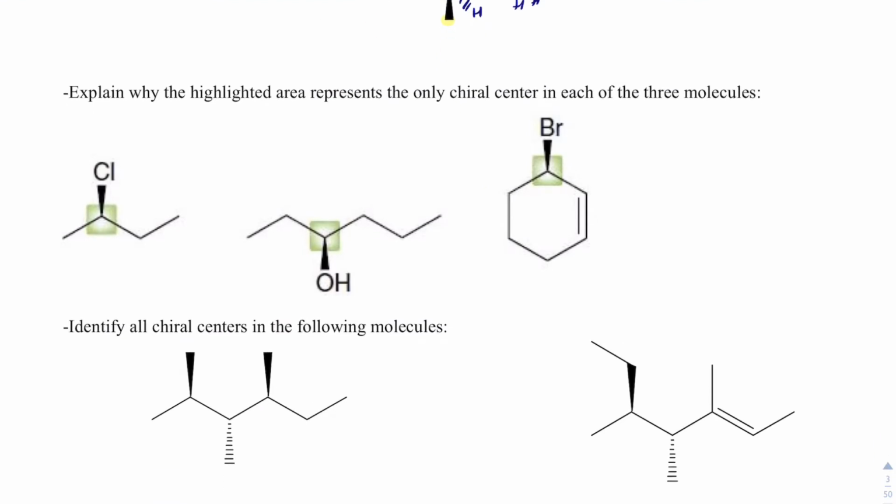Okay, so I'm not going to write this out, but I'm just going to talk through why the highlighted area represents the only chiral center on each of these 3 molecules. So if there's a wedge, then there's also going to be a dash, and if it's not drawn, then the dash must be a hydrogen. We have a chlorine, a hydrogen, an ethyl group, and then a methyl group. That would be 4 different groups, so that is true. This is the only chiral center. Here we have an alcohol group, that's 1 group, a hydrogen, a propyl group, and then an ethyl group, so that's 4 different groups, so that means that is definitely chiral.